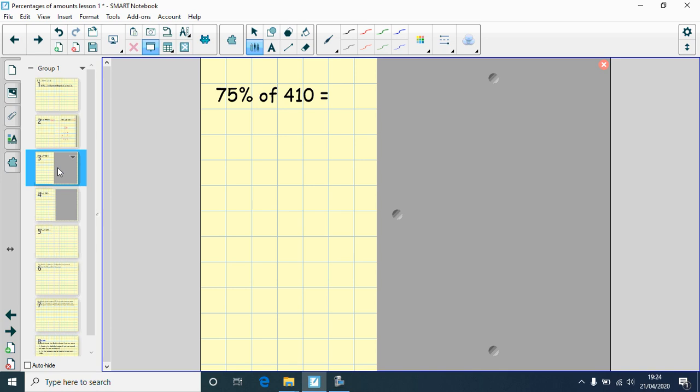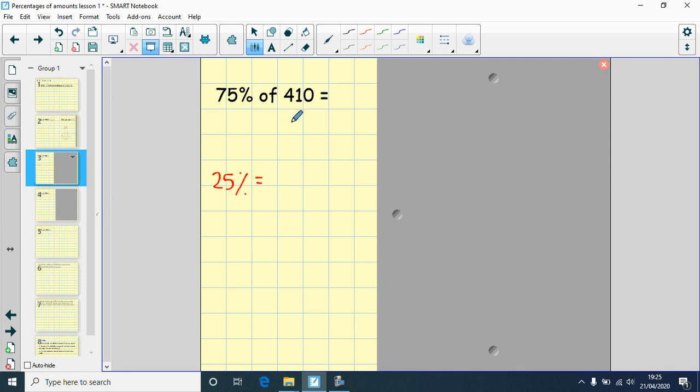We've got 75% of 410. Now there are quite a few ways you might do this. Some of you might decide to change 75% into a fraction and get 3/4, and then do the method that we've shown you on how to calculate fractions of amounts. Some of you might choose to find 25% and then take it off the original number. That's absolutely fine, whichever way works for you. What I'm going to do is find 25% first. So we'll try to find 25% by halving it and halving it again.